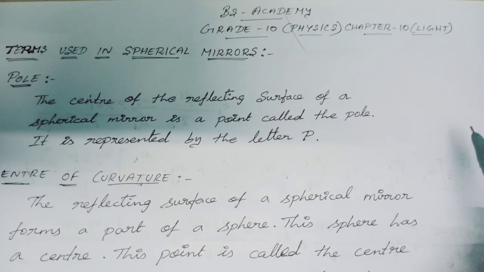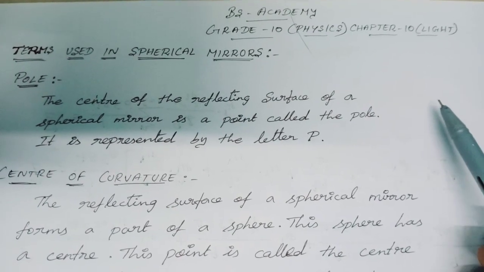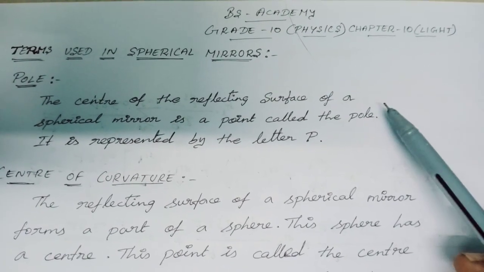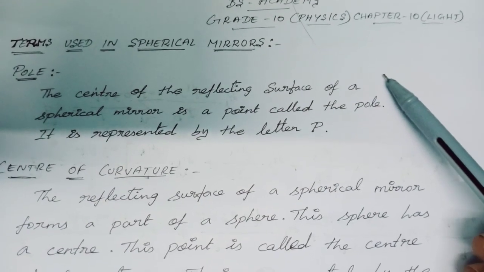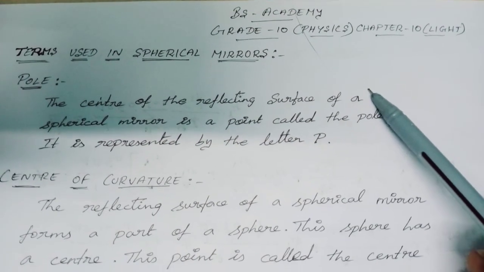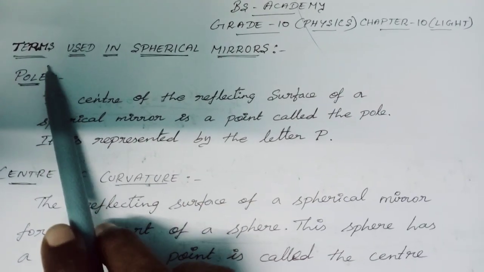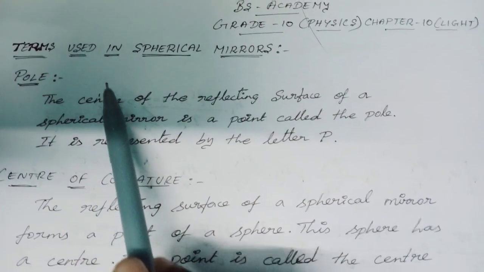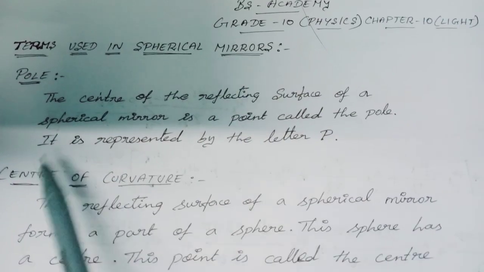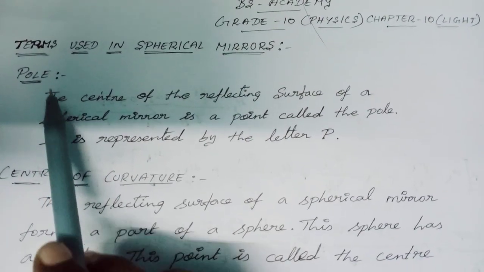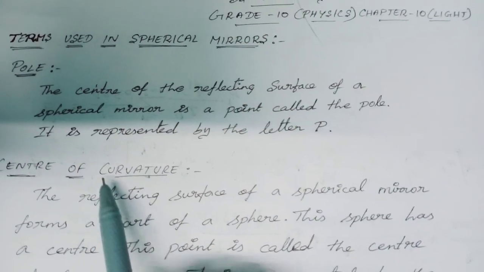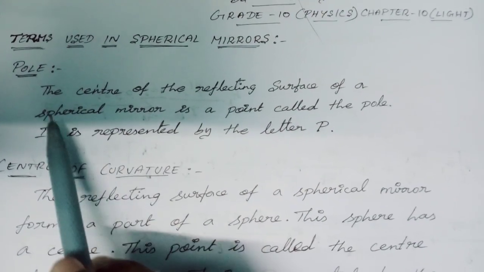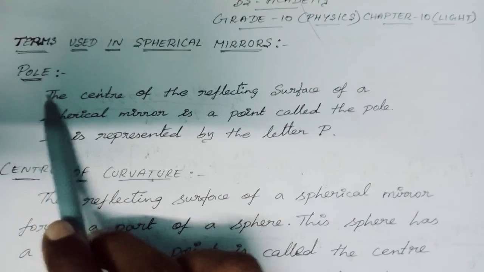In the last video we discussed the types of spherical mirrors, that is, the concave mirror and the convex mirror. Now in this video we are going to discuss some of the terms that you have to remember while using spherical mirrors. So our topic today is terms used in spherical mirrors. The first term we are going to discuss is pole.